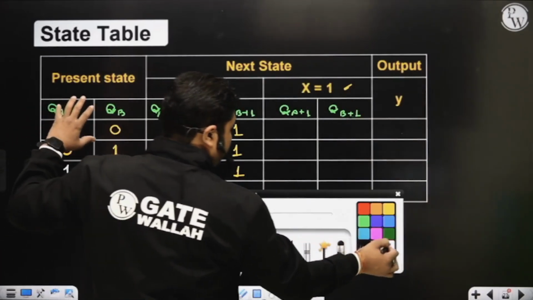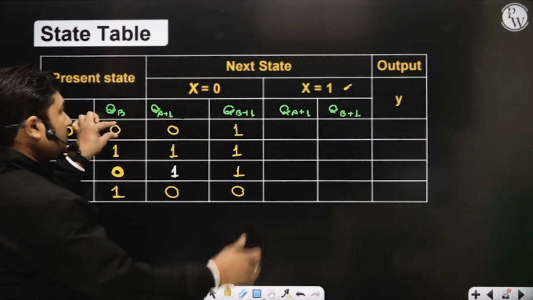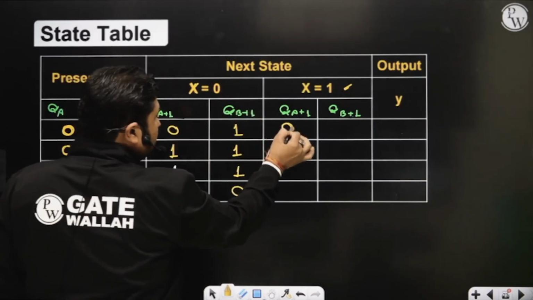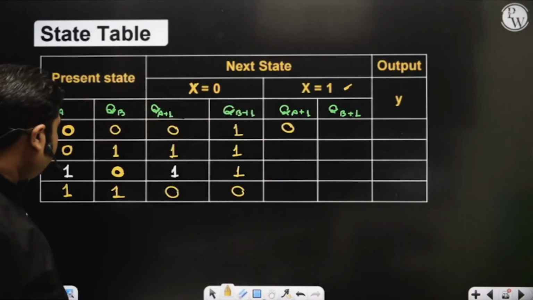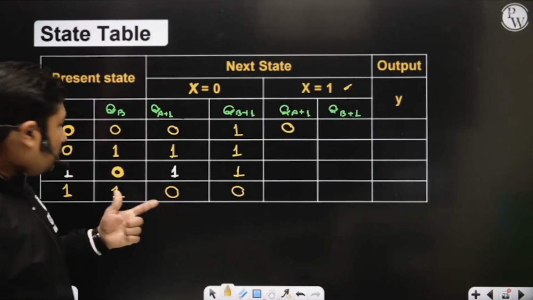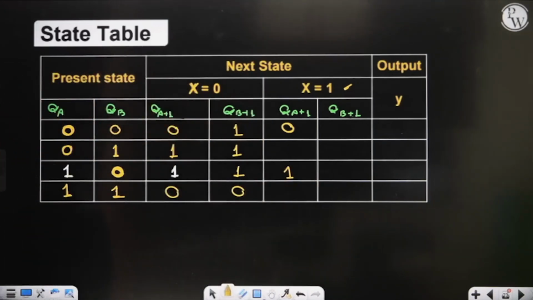JA is QB, KA is 0. So for QB 0, it goes into hold mode. Hold mode means whatever the value of QA is, the same will remain for QA plus 1.